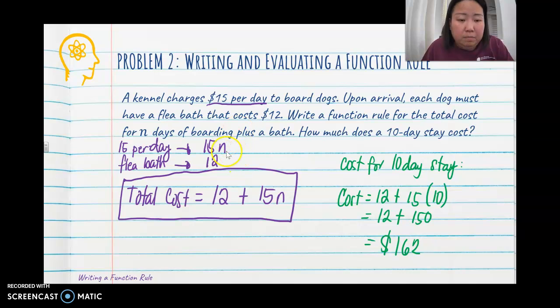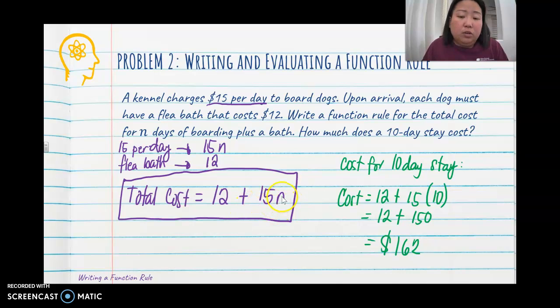All right, as you can see here, the kennel charges $15 per day. So we have to multiply $15 for every day that the dog stays. That's going to be 15 times n. And then according to this, upon arrival, each dog must have a flea bath, and automatically you have to pay $12 for that. So how much will be the total cost? You have to add the flea bath, which is 12, and the cost for the stay, which is 15 times the number of days. So your function is 12 plus 15n.